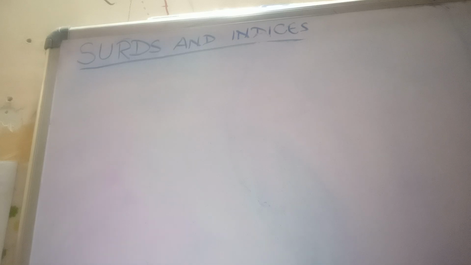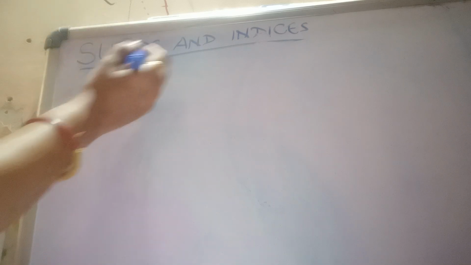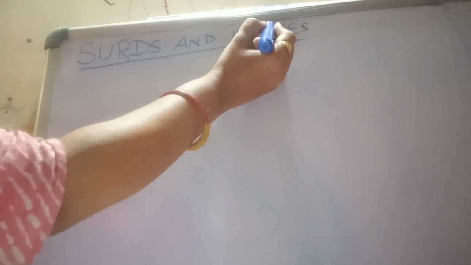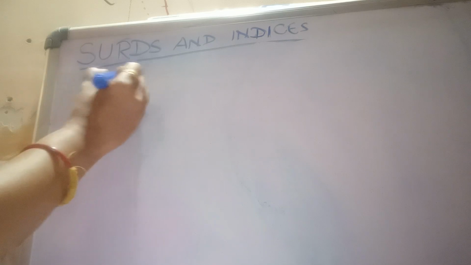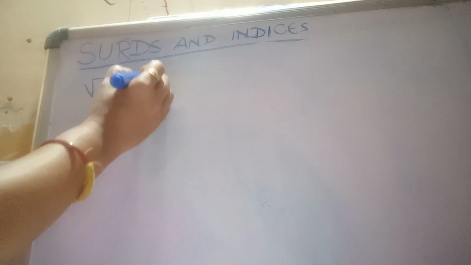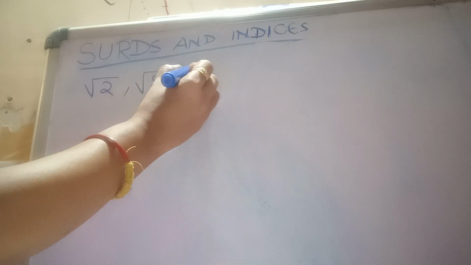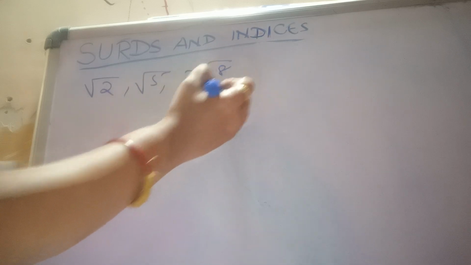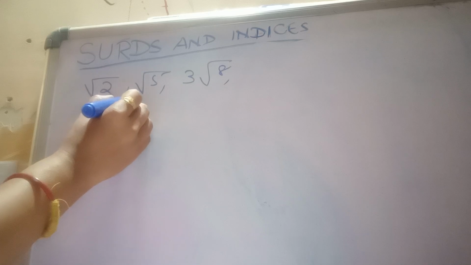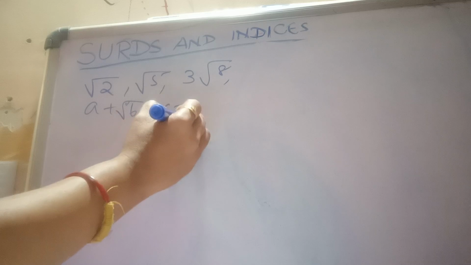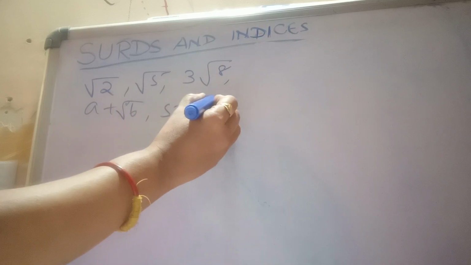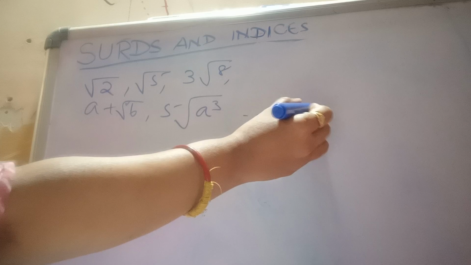Hello friends, today we will learn about surds and indices. Surds are the roots of those quantities which cannot be exactly obtained. For example, root 2, root 5, 3 root 8, a plus root b, 5 root a cube, like this.